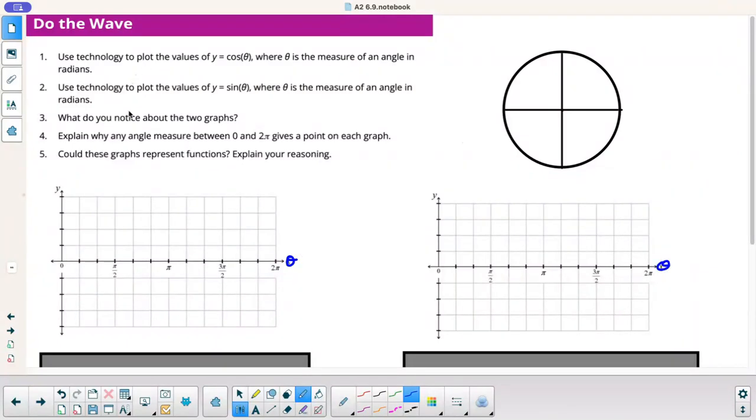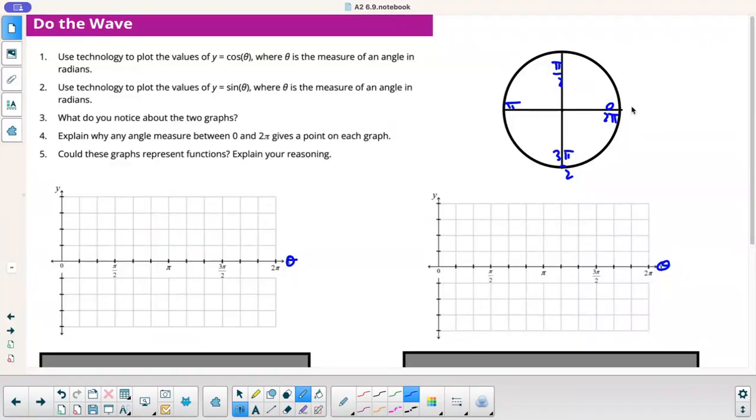So it says use technology to graph. I'm going to try it without technology. So I'm going to say here, this is 0. This is pi over 2. This is pi. This would be 3 pi over 2. And then when we get back to 0, it's the same as saying 2 pi, because pi is half and then another pi, so 2 pi.